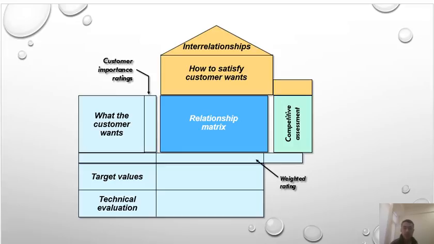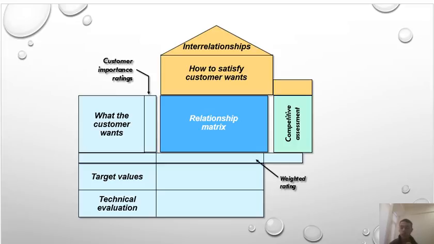So this is basically what is called the house of quality, and the first thing is what the customer wants, and this is called how to satisfy customer wants. This is the technical aspect or the product requirements, and this is the interrelationship between the technical aspects or the product requirements, and this is the relationship matrix between what the customer wants and how to satisfy those wants. So you give a weightage, you get a value here, which tells you about the weightage of the things that you should be focusing on.